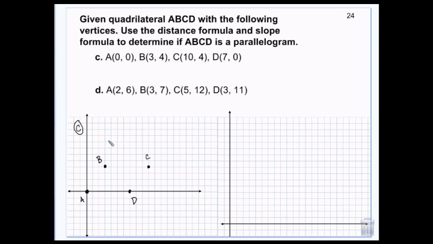And I'm going to count those spaces. So I'm going to go up 1, 2, 3, 4. So I'm going up 4. And then over 1, 2, 3. And then I'm going to check between C and D. I go 1, 2, 3, 4. 1, 2, 3. Matches. So this is a parallelogram.